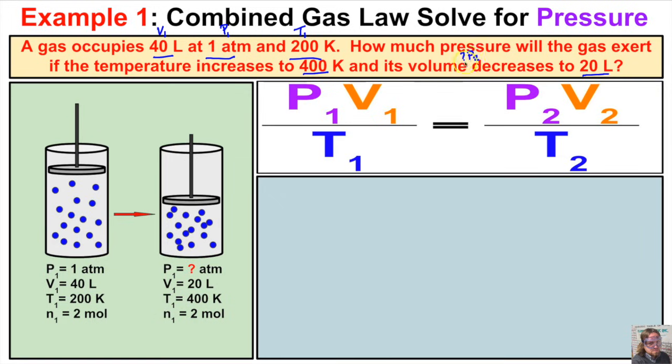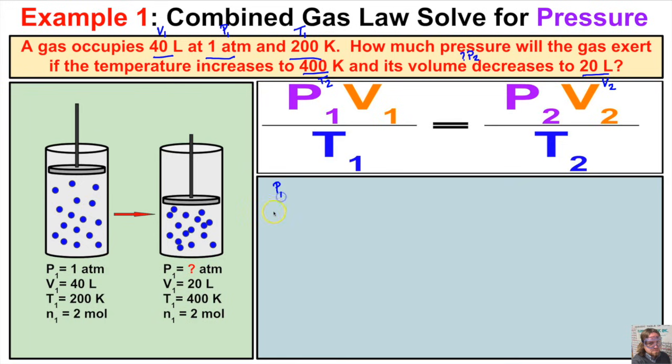The question here is asking how much pressure the gas will exert if the temperature is going to change and increase to 400 K, so this is going to be T2. Its volume is going to decrease to 20 liters, so here is your V2. And we're asked to solve for P2. So here's our formula right here, but let's go ahead and list everything.